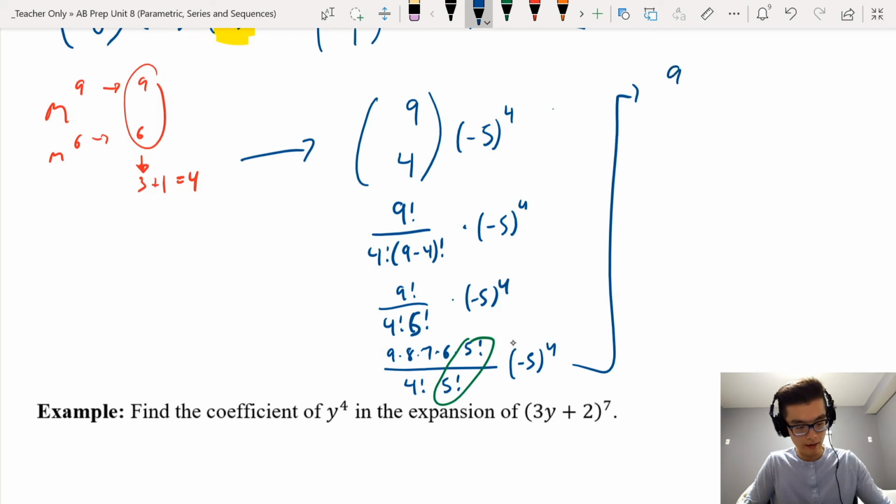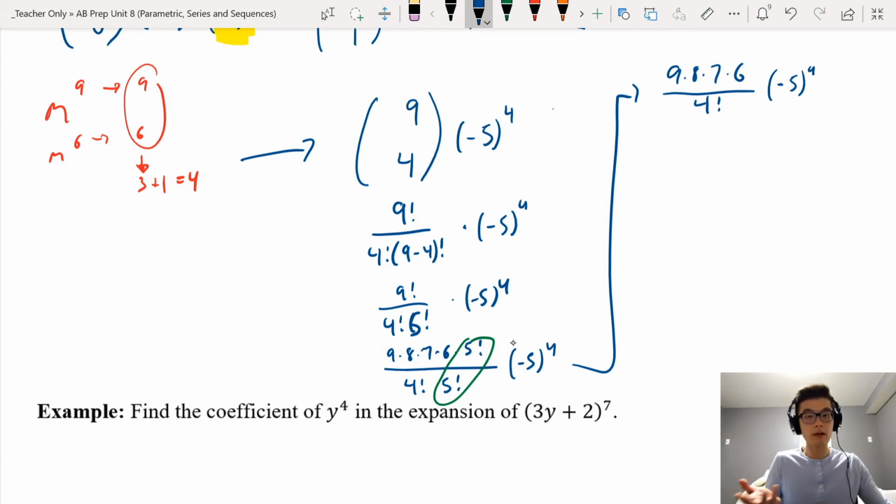So you got 9 times 8 times 7 times 6 divided by the 4 factorial, and then negative 5 to the 4th. And then if you want to try plugging this into your calculator, that works as well. Again, from the starting point, you could originally do this on Desmos or on your graphing calculator, right? But it's sometimes nice to just reduce things down and then be like, oh, this is not too bad to plug in now. And then you go from there, okay?